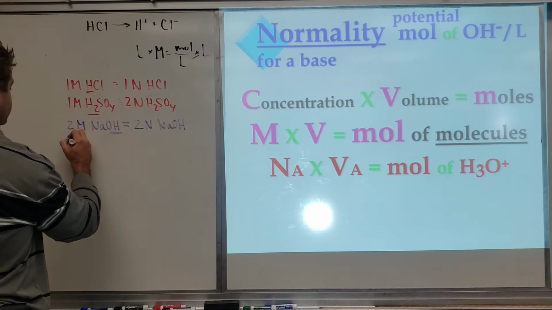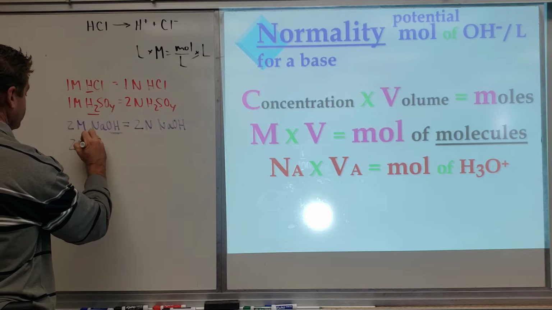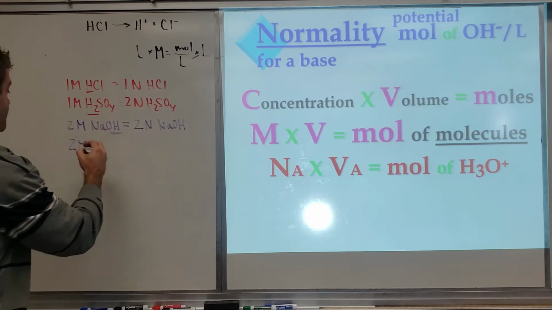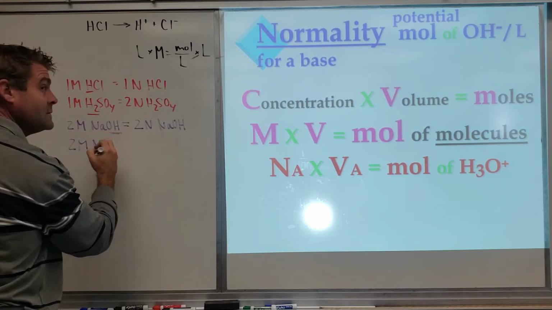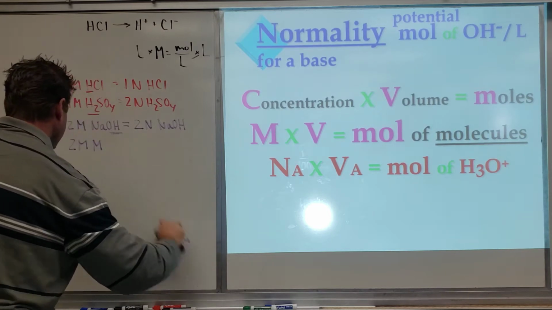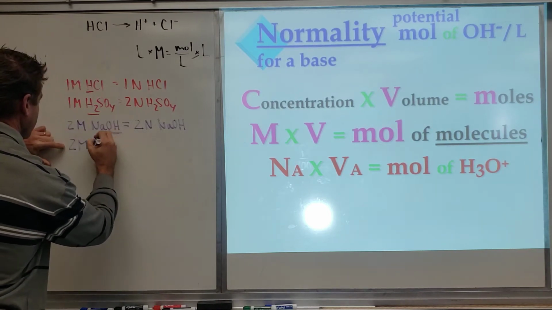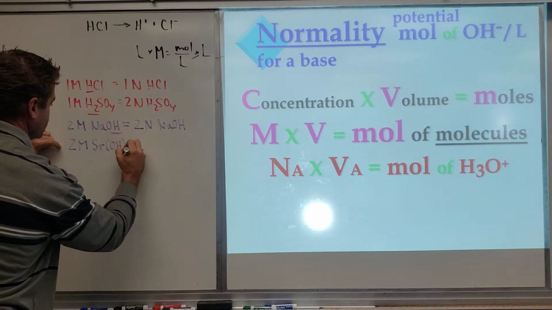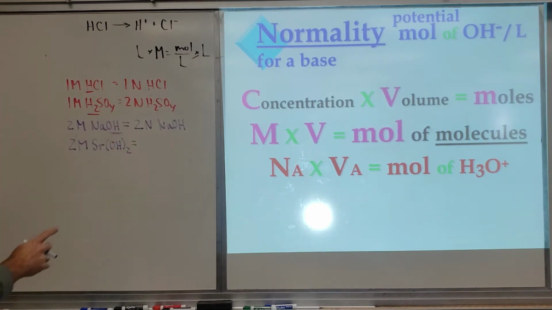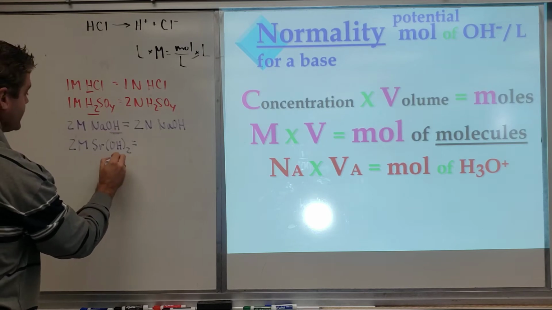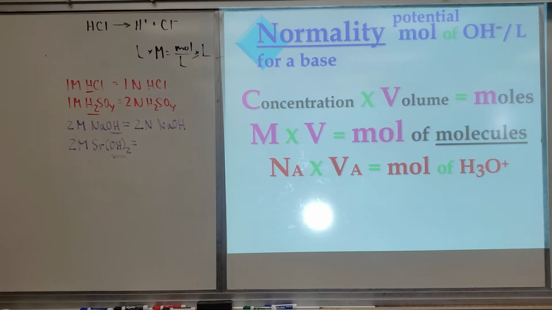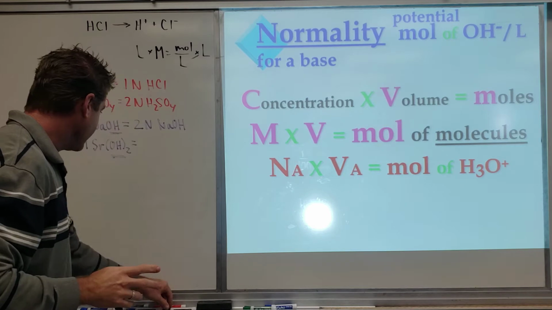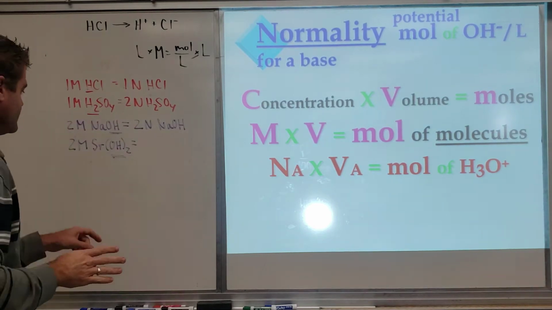Let's say we have 2 molar magnesium hydroxide. No, you know what? I'm going to change that. We'll use a strong base. A strong base would be strontium hydroxide. Look at the difference here on this one. Remember, you're going to look at the potential hydroxides, so look for every. And here's the reason why we say it like this. I'll show you in a sec.